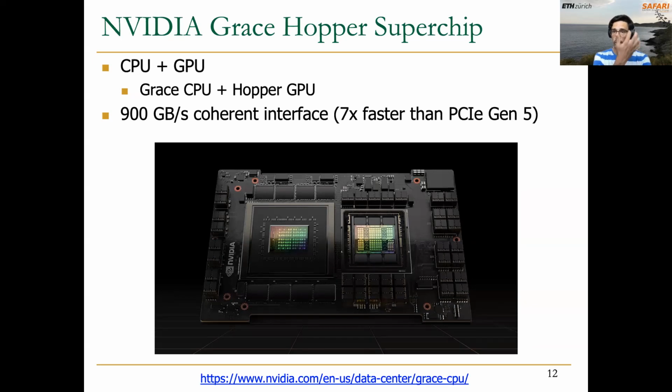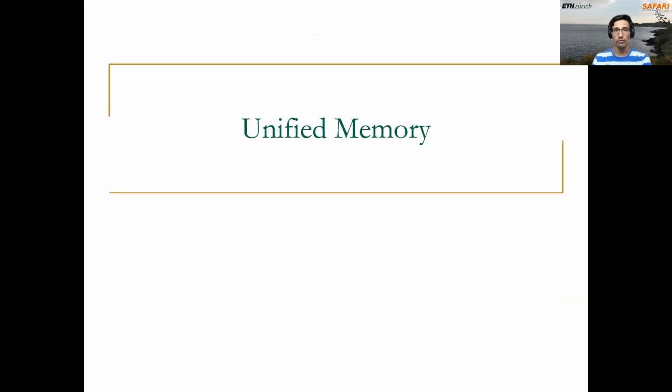So we are going to talk about how to implement collaborative, heterogeneous implementations of our programs. And to do so, we have to learn the basics of the unified memory system, that is the one that really enables this tight collaboration between different devices. So let's start talking about the unified memory.